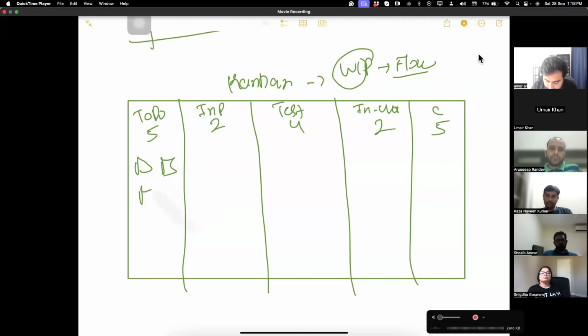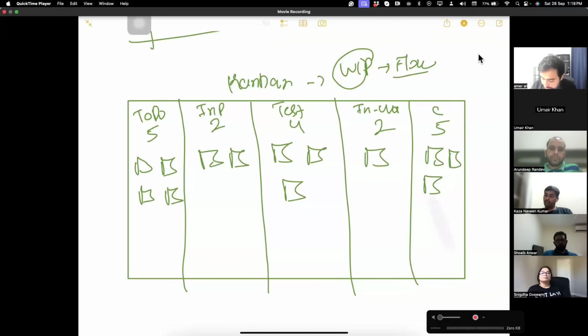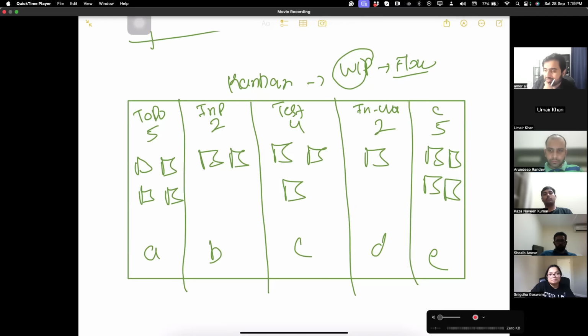Which of them is a bottleneck? Let's say A, B, C, D. Somewhat Snigdhya, why would it be C here? Not at all. It's B.